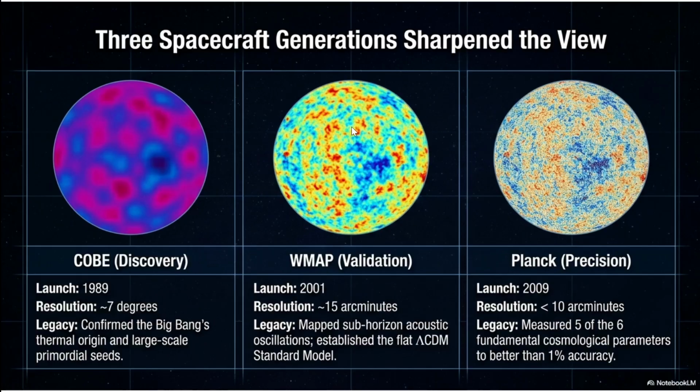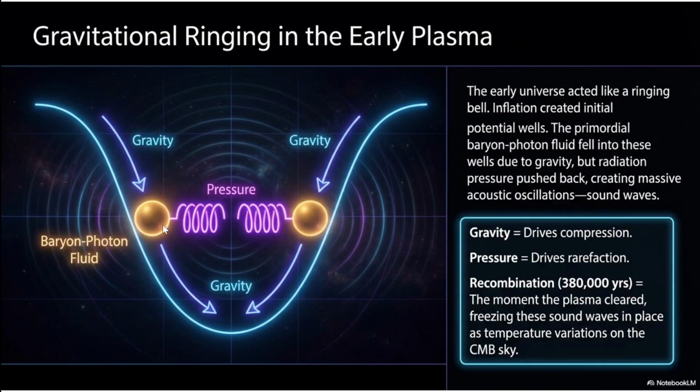And WMAP had a good enough resolution where we could measure acoustic oscillations and was able to establish the contributions to dark energy, dark matter, kind of the cosmic pie chart that we use today in our experiments and simulations. And then Planck was able to get these cosmological parameters like the amount of dark energy, the amount of dark matter, etc., down to less than 1% accuracy. So we've seen this tug of war before.